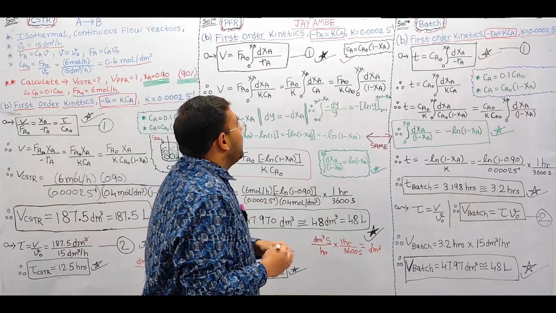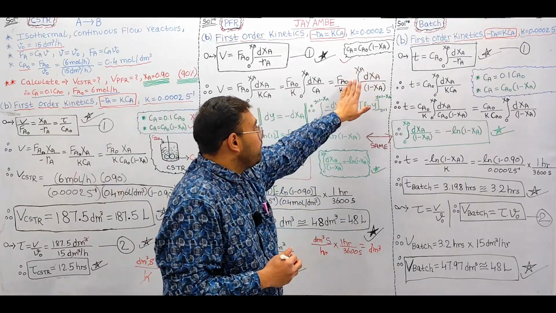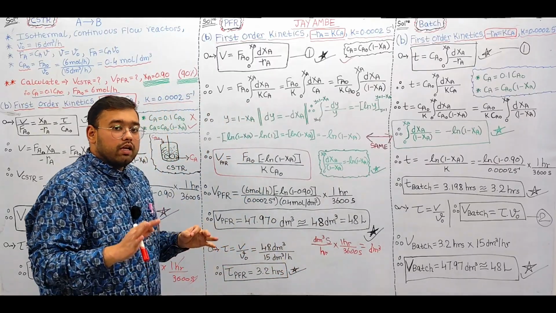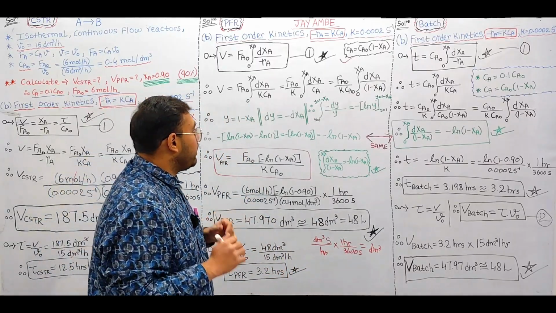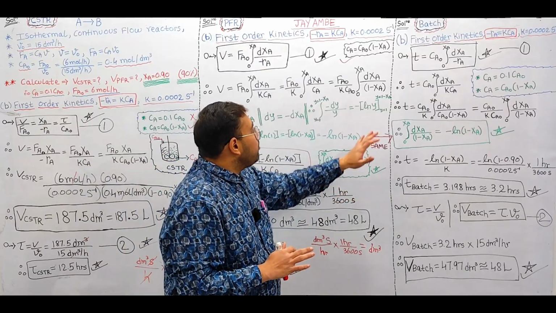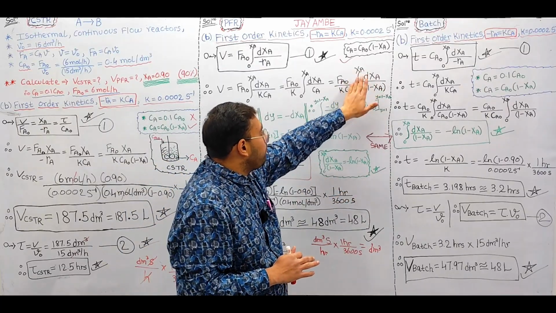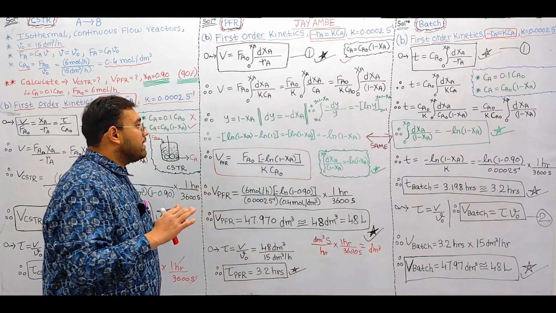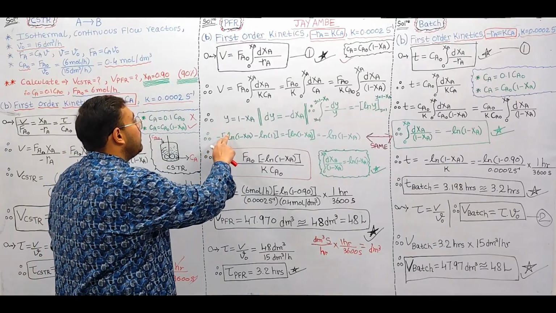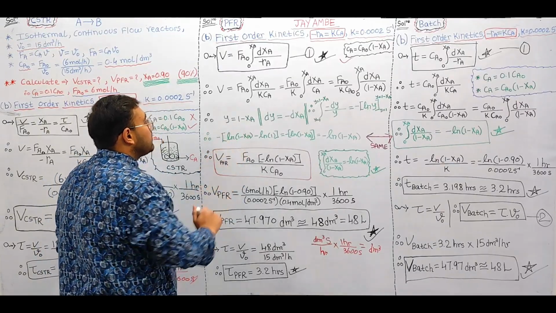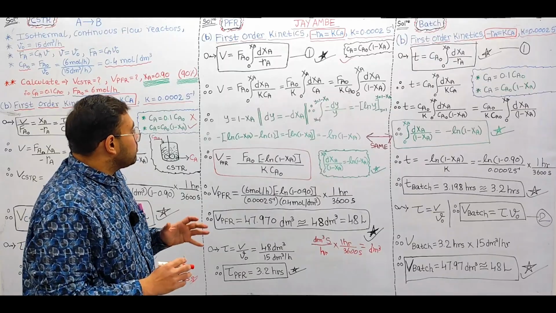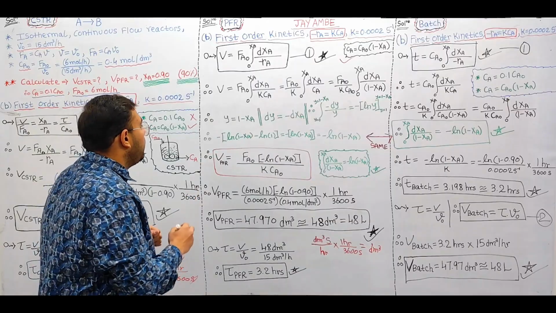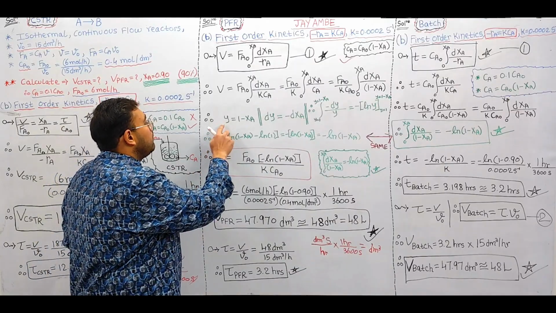Now we need to calculate this integral. I'll make you understand in a very easy, systematic manner. In order to calculate this integral, 1 minus XA can be represented as y, right? So y is equal to 1 minus XA. Now the second step is to differentiate on both sides, right? If we differentiate y, we'll get dy.